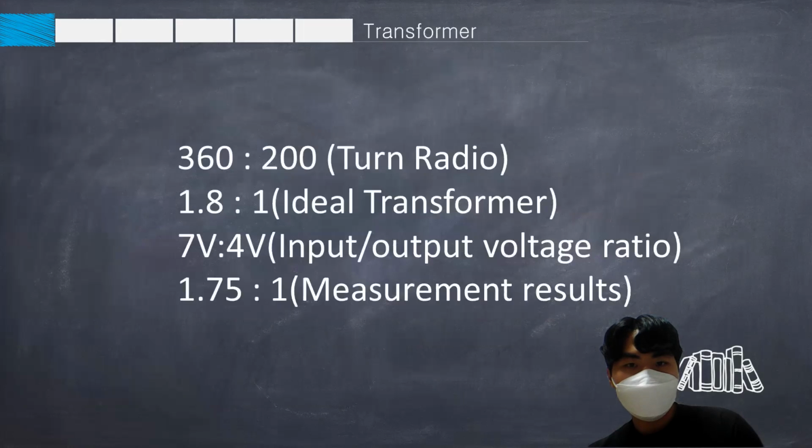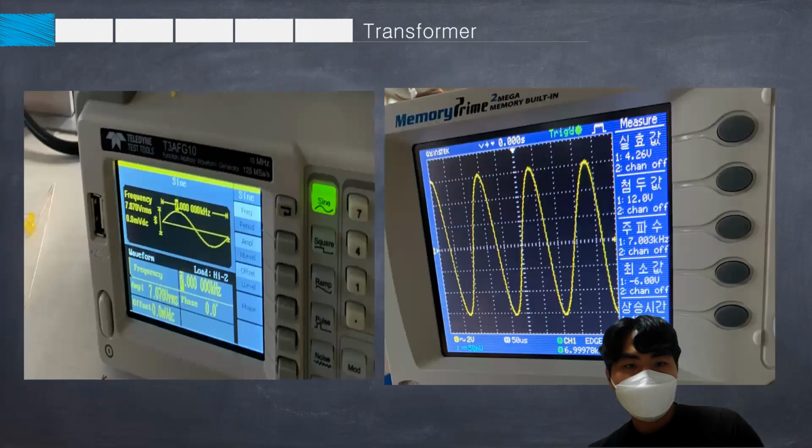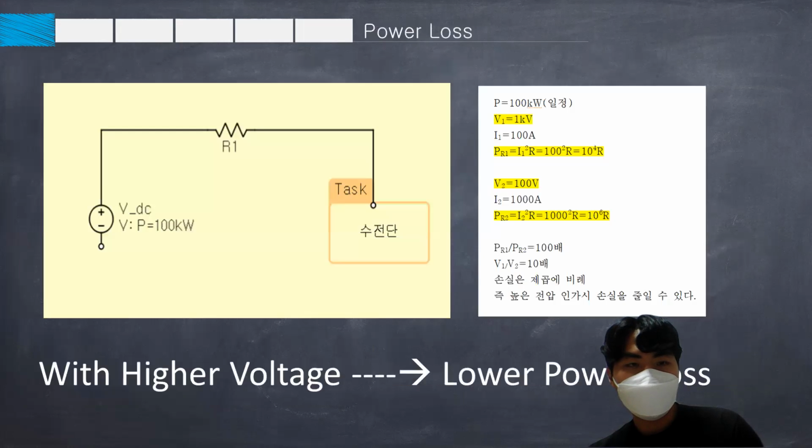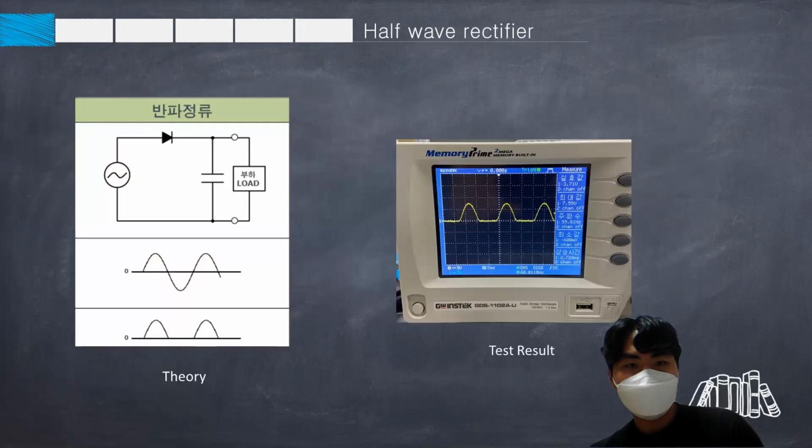So this is the turn ratio, and we were able to get the right frequency out of it, as you can see in the picture. The reason for trying to get the higher voltage is that with higher voltage, we were able to lower the power loss. We also made a half-wave rectifier, and the picture on the left is our theory, and this is our test result.